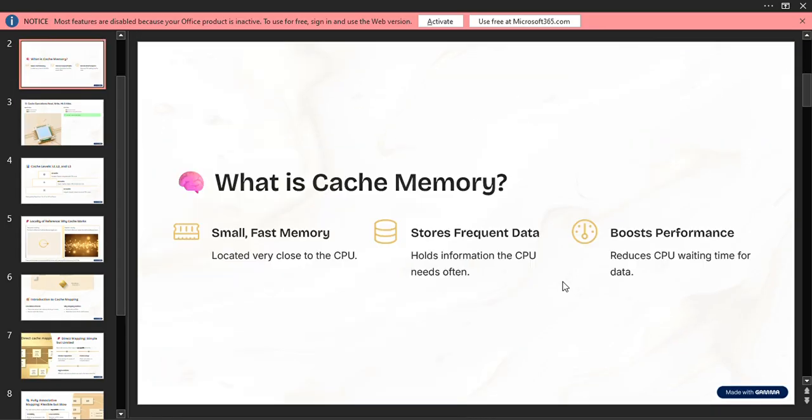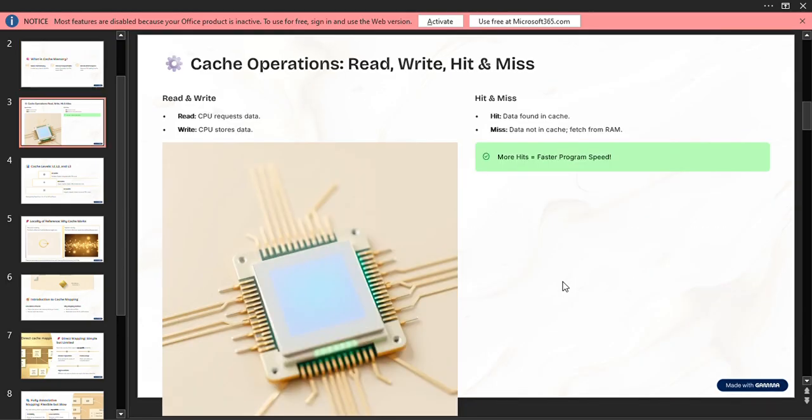Now from our slides, we say cache is a small, fast memory located very close to the CPU. It stores frequent data, holding the information the CPU needs often to boost performance, and reduces CPU waiting time for data. So now let's move to the cache operations, which are read, write, hit, and miss.